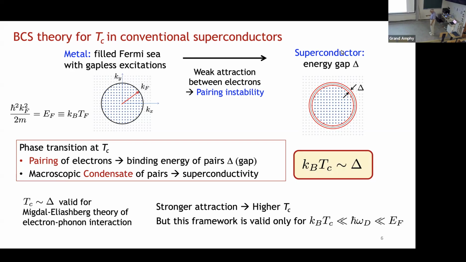Basically this ratio of the Debye energy to the Fermi energy, which is also the ratio of the speed of sound to the Fermi velocity, is the small parameter that controls Migdal's theorem and the entire Migdal-Eliashberg theory. And this is central to BCS theory in general also, even if you don't look at this.